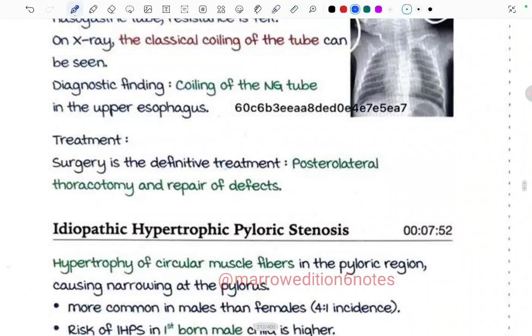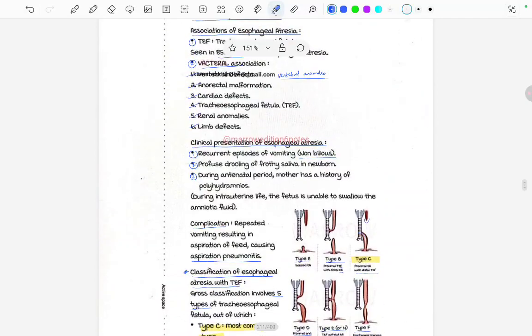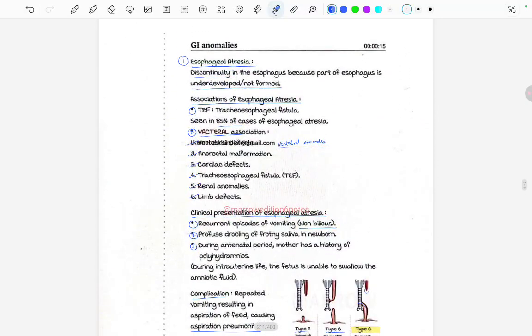And what is the treatment for this tracheoesophageal fistula? Surgery is the definitive treatment: posterolateral thoracotomy and repair of the defects. This needs to be done. So the first condition that we read about is esophageal atresia.